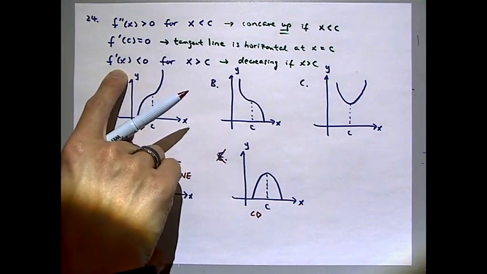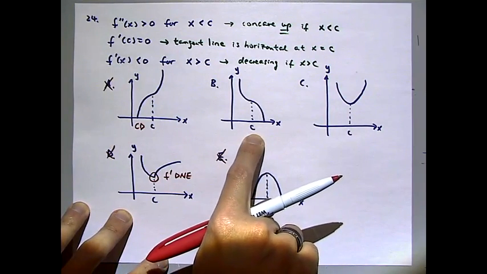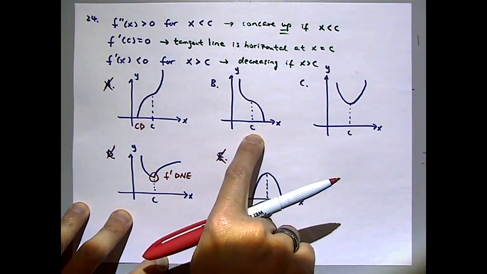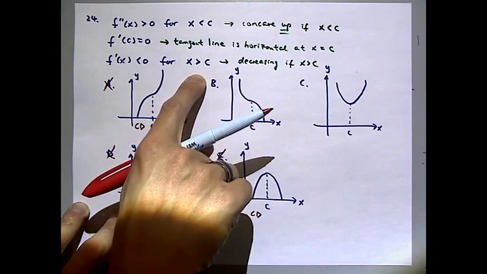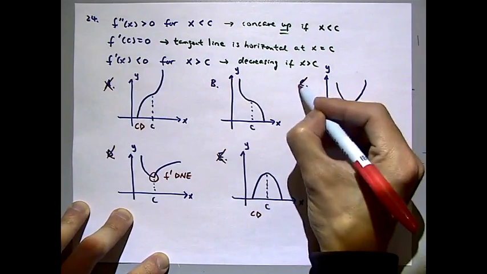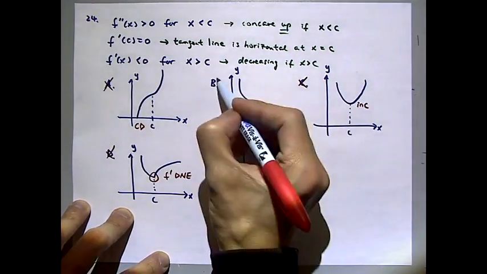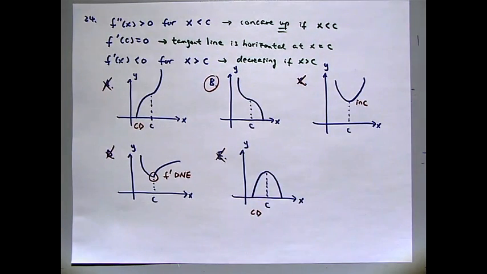Last one says we want this to be decreasing for x greater than c, right? That's increasing, that's decreasing. So that guy is not right, because this one here is increasing. So there's our choice, B. All right, that seems pretty simple. Questions?